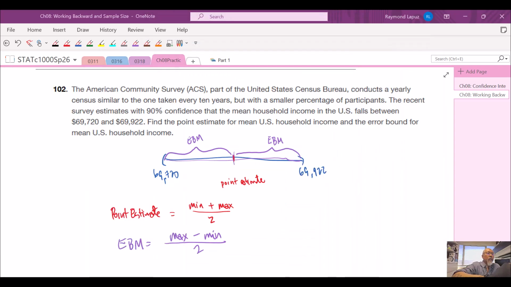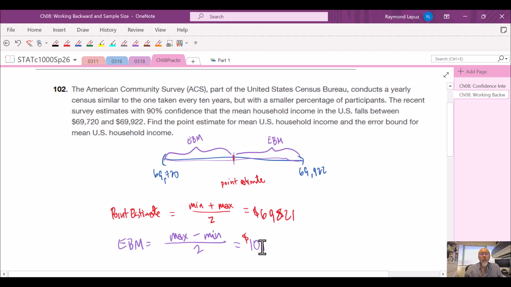So in our calculations, we got the error bound to be 101, and then we got the point estimate to be 69,821. And I suppose we should put dollar signs here because they are in dollars.